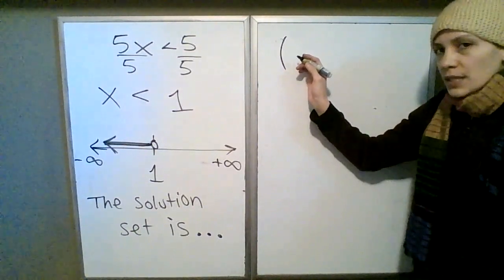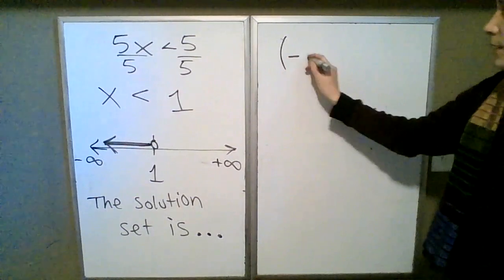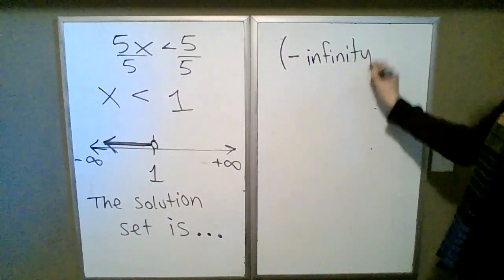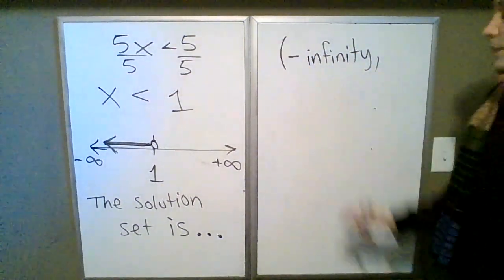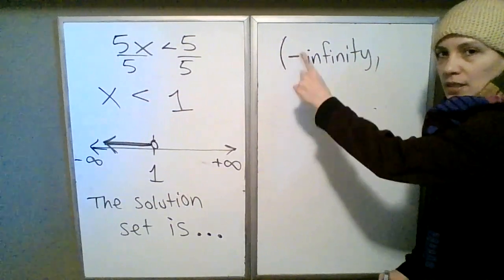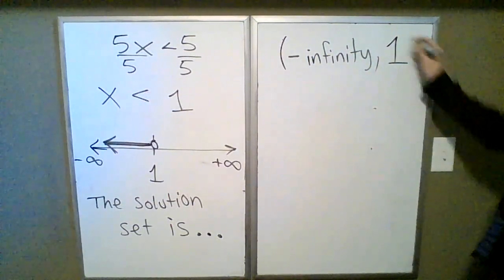Again, if you can't find the symbol for infinity, you can just write the word. Both negative and positive infinity will always have a parenthesis on the side. We're going over to +1. And don't include that one either.